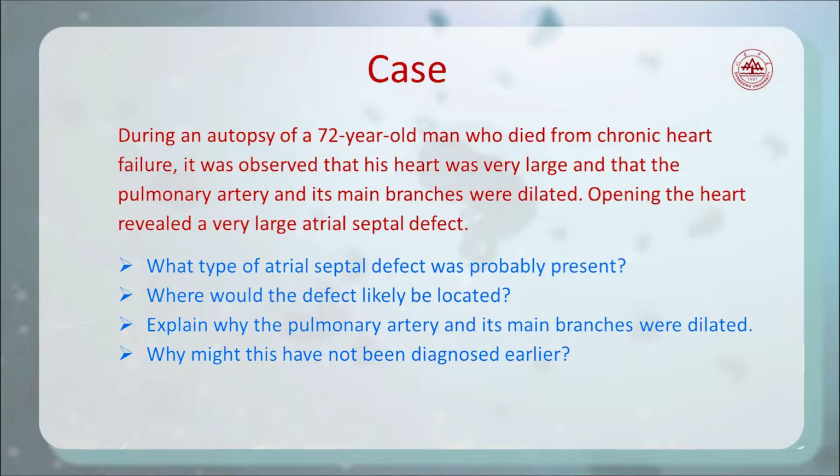Where would the defect likely be located? Explain why the pulmonary artery and its main branches were dilated. Why might this have not been diagnosed earlier? Please think about it carefully.